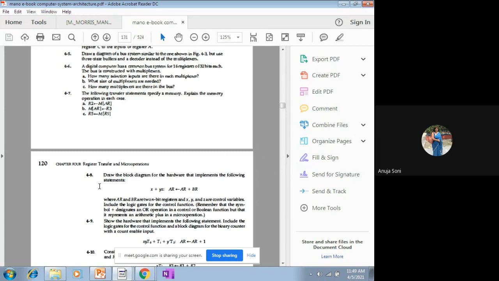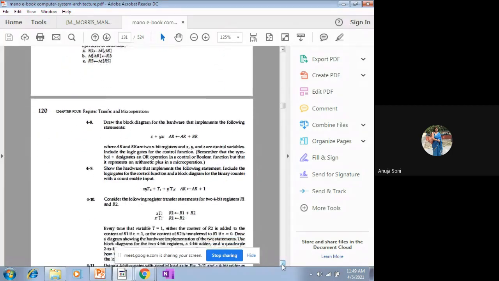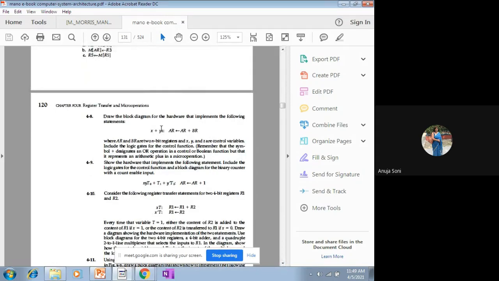Now we come to question number 8, 4.8. It's a similar kind of question as explained in 4.1 and 4.3. Draw the block diagram for the hardware that implements the following statement. All these questions are extremely important from the exam point of view. So what kind of statement is given in front of you?